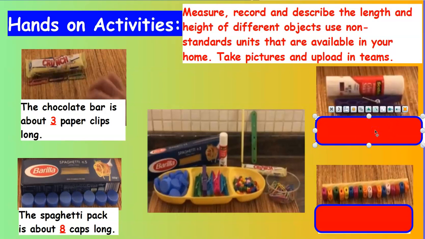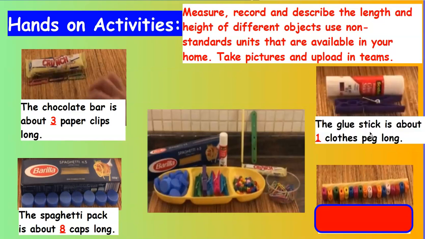Okay. Now next I have here, what's this? Yes, it's a glue stick. And what unit of measurement do I use to measure the length of the glue stick? Yes, I use the laundry peg. So, what is the length of this glue stick? The glue stick is about 1 clothes peg long. Okay, very good.